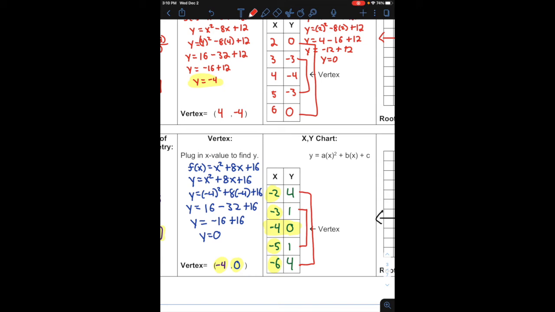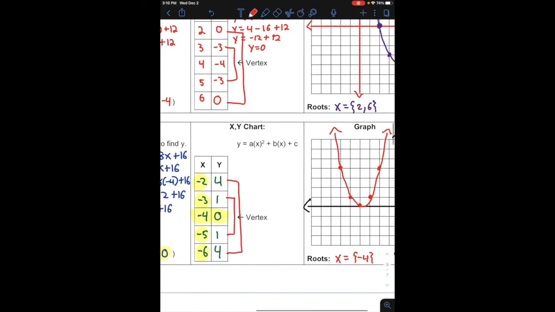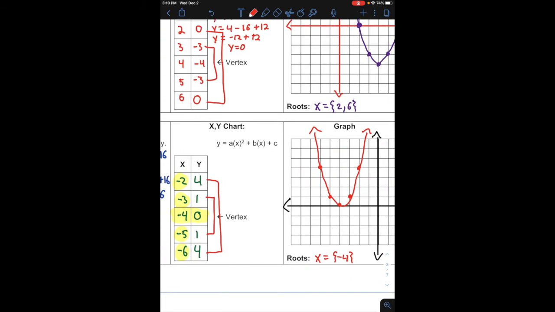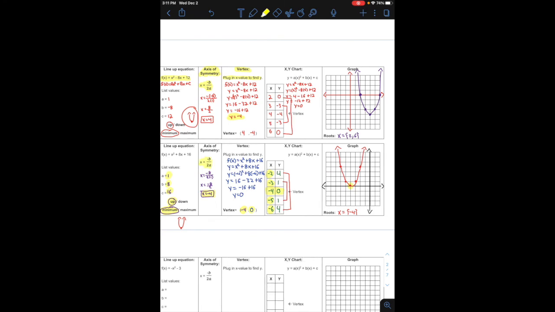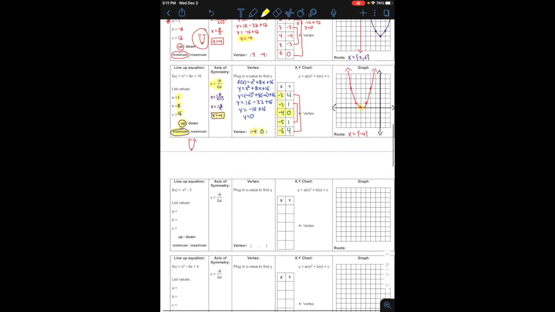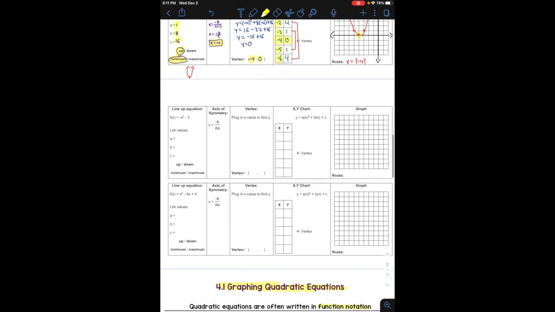Once you plot all the ordered pairs you found in your table, you can double check to see that your vertex is in fact (-4, 0), which you did find a couple steps ago. And since it crosses the x-axis once, we have one root, which is x equals negative 4. In these first two examples, we have parabolas facing up like a U shape. In the next two examples, we're going to find two parabolas that are facing down like an N.